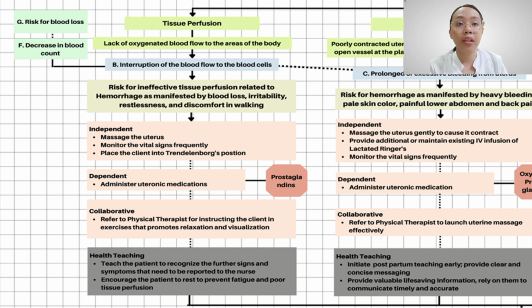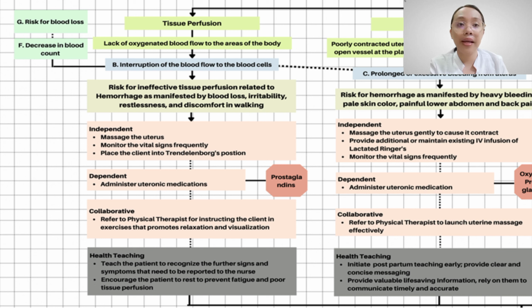Now for the independent nursing intervention, first we need to massage the uterus. This is to help expel clots of blood, and it is also used to check the tone of the uterus and ensure that it is clamping down to prevent excessive bleeding. Next is to monitor the vital signs frequently, as early recognition of possible adverse effects allows for prompt intervention.